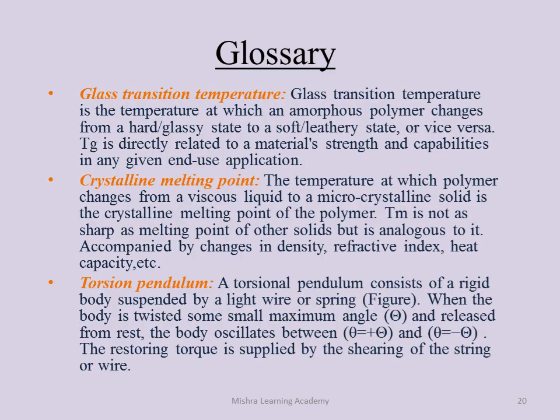What is a torsion pendulum? A torsional pendulum consists of a rigid body suspended by a light wire or spring. When the body is twisted at some small maximum angle and released from rest, the body oscillates between this angle and that angle and back. The restoring torque is supplied by shearing of the string or wire.